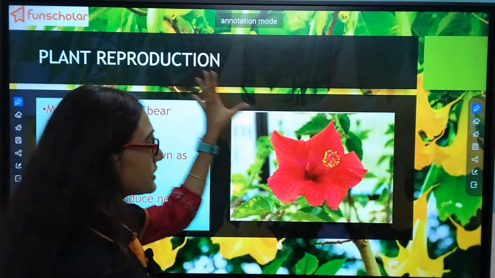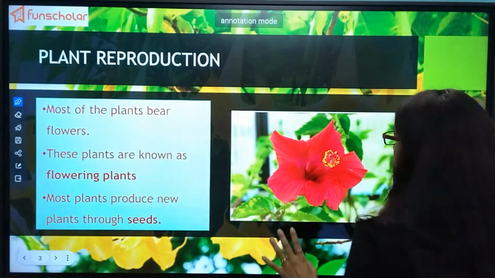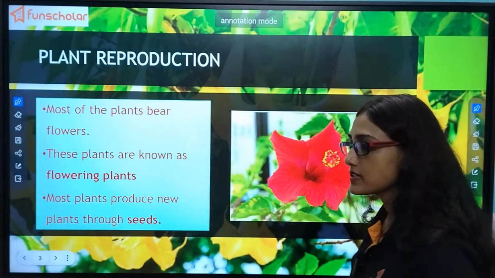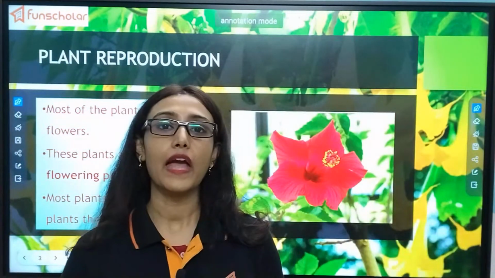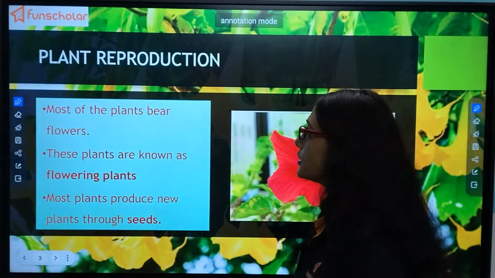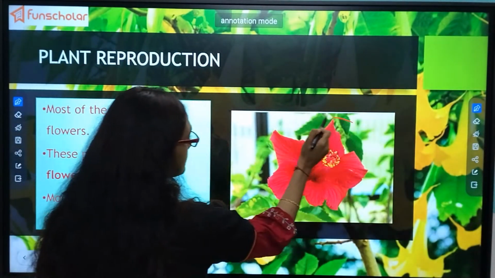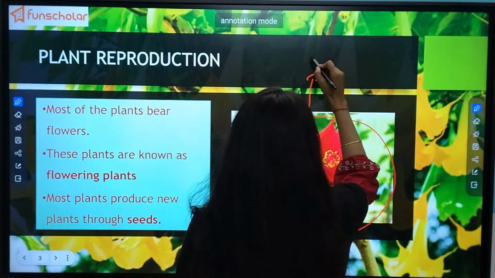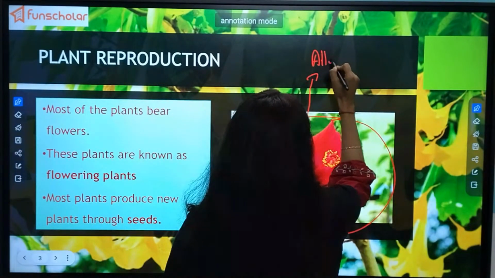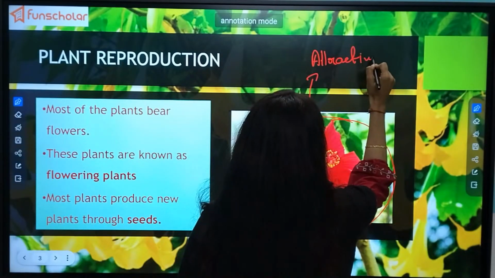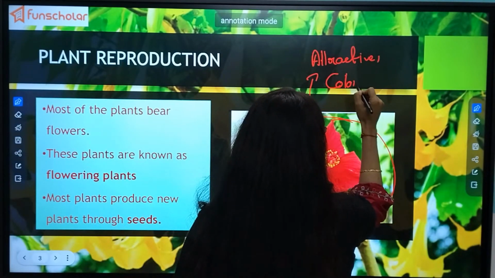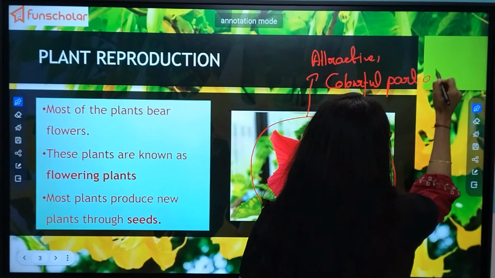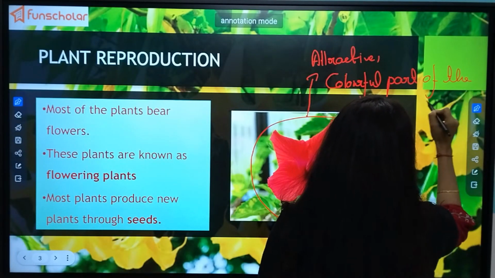First, to start with reproduction, we must know, can every plant reproduce, or what is needed in the plant to carry out the process of reproduction? So, firstly see, this is a flower. This is the most attractive, colorful part of the plant.